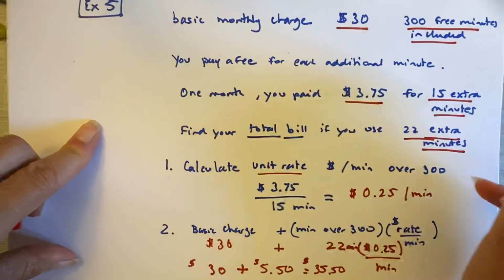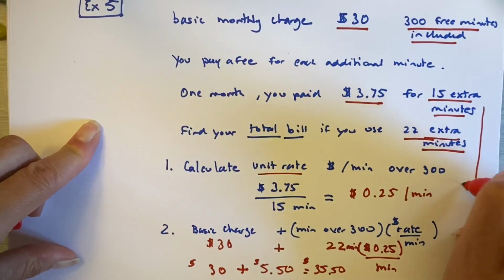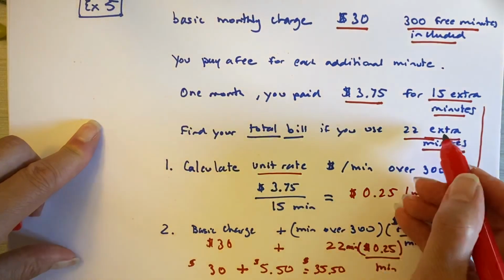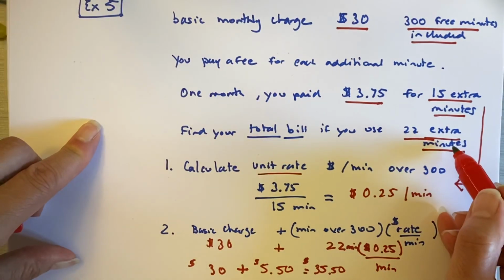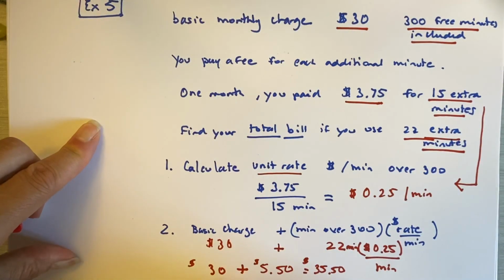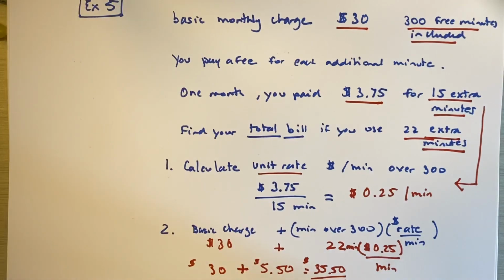From that clue, you calculated that that's 25 cents per minute for each extra minute. And since you knew you'd use 22 of those extra minutes, you know that this month you're going to pay $30 plus $5.50, which is the 22 minutes times 25 cents a minute. And so your complete bill is going to be $35.50. Okay, well that covers 1.3.